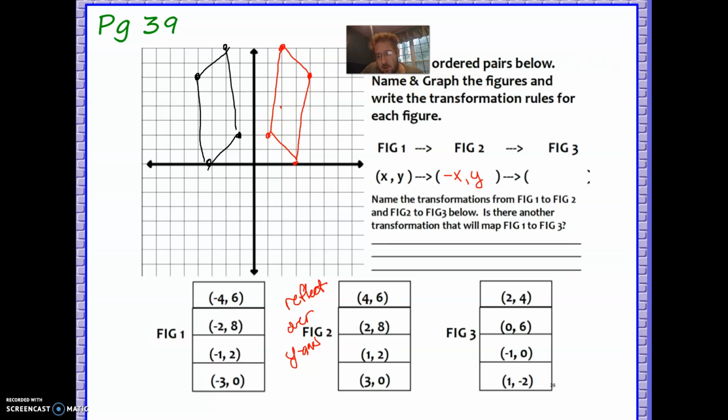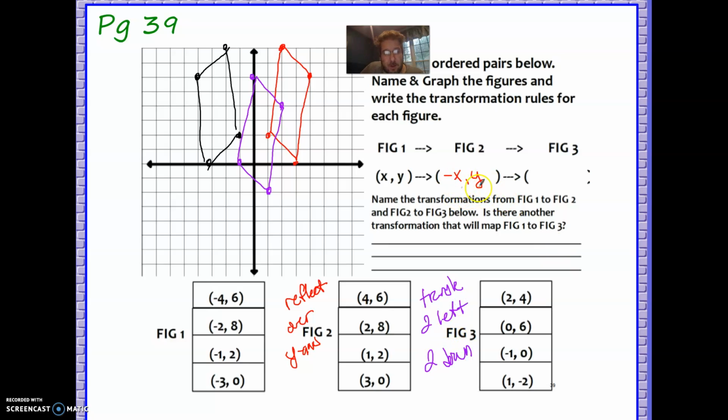Then we go to 2, 4. Let me change color so it stands out. So 1, 2 will be here, 0, 6 will be here, negative 1, 0, and 1, negative 2. All right, so now if we compare the red to the purple, it looks like they've all slid 2 left and 2 down. So these are translate 2 left and 2 down.